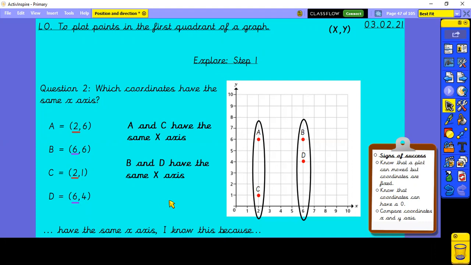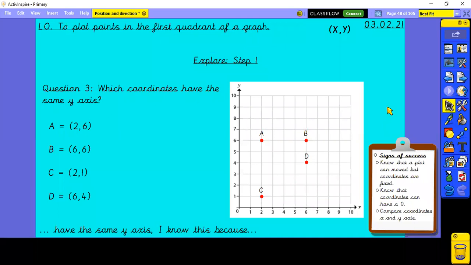And we can also see that on our graph, if we look at our x-axis, D and B are in line with the 6, so they'll have the same, and C and A are in line with the 2, so they'll have the same x-axis as well. So well done if you got that correct, and if not, then I hope this helped you know how we compare x-axes, if that's a word.